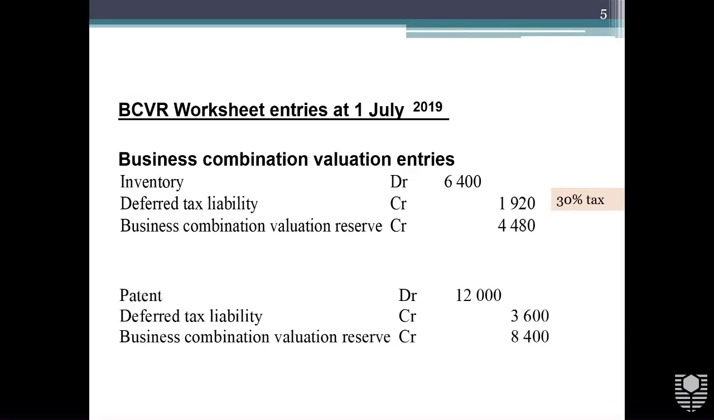Next is our patent. We have to recognise that the patent's fair value was worth a bit more, so the patent is an asset. We're going to debit it by $12,000. 30% of that is $3,600, and the difference, $8,400, is going to go to our business combination valuation reserve. So instead of writing that all out in full, for deferred tax liability, you can write DTL, and business combination valuation reserve, you can write BCVR. Save a bit of time. I'm happy if you do that in the exam as well, because it's pretty clear what it is. So deferred tax liability, DTL, and if it was an asset, DTA, business combination valuation reserve, BCVR.